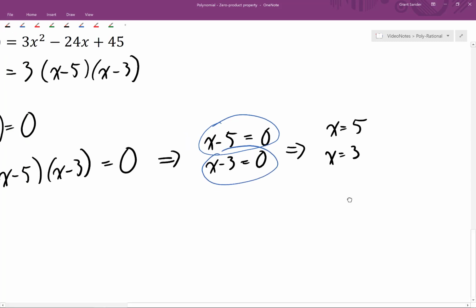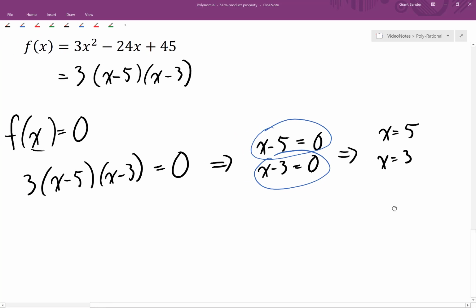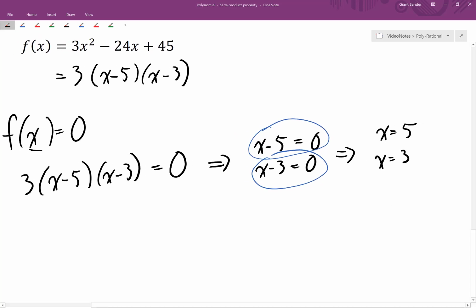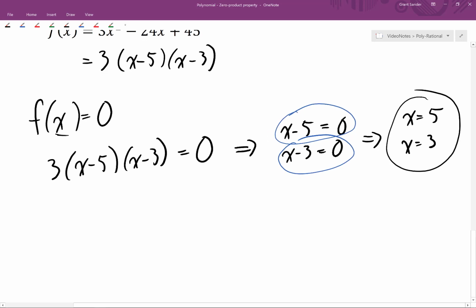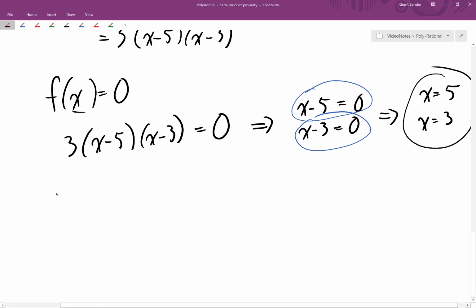So what this tells us is if we have an output of 0, then either x was equal to 5 or x was equal to 3. So both of those two x values make an output of 0, and therefore our horizontal intercepts for this function are x equals 3 and x equals 5. We often write this just as a comma-separated list. We would just write x equals 3, comma 5 to mean x equals 3 or x equals 5.